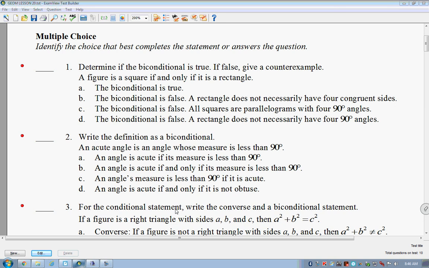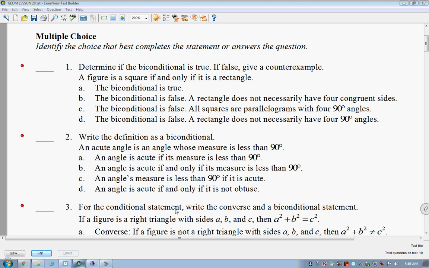All right. We want to write this as a biconditional. An acute angle is an angle whose measure is less than 90 degrees. Well, let's look at just the conditional statement of this. We would say, if it is an acute angle, then its measure is less than 90 degrees, right? That would be a statement that we could write from this, correct?